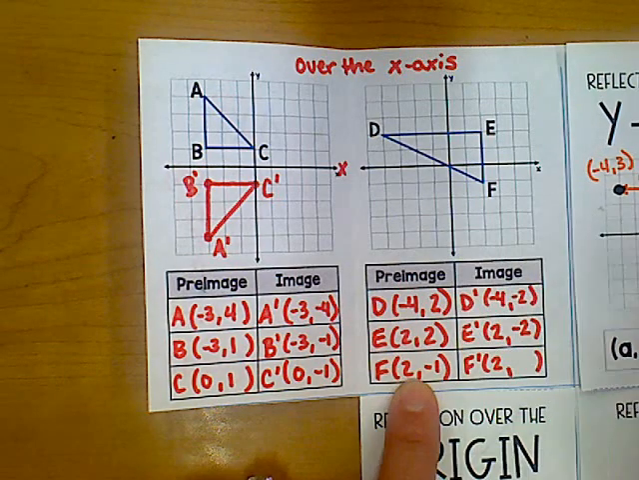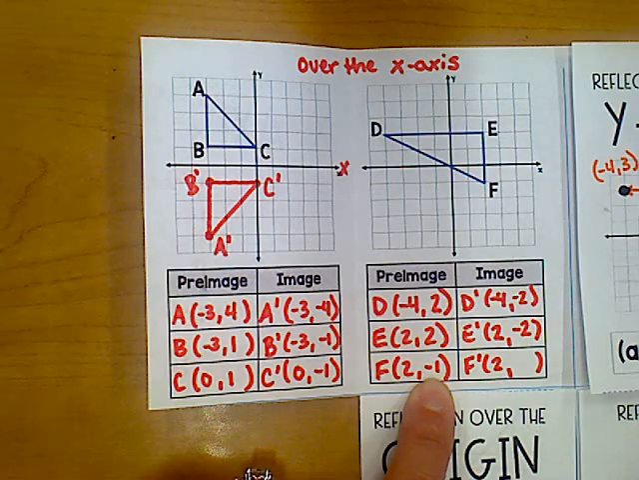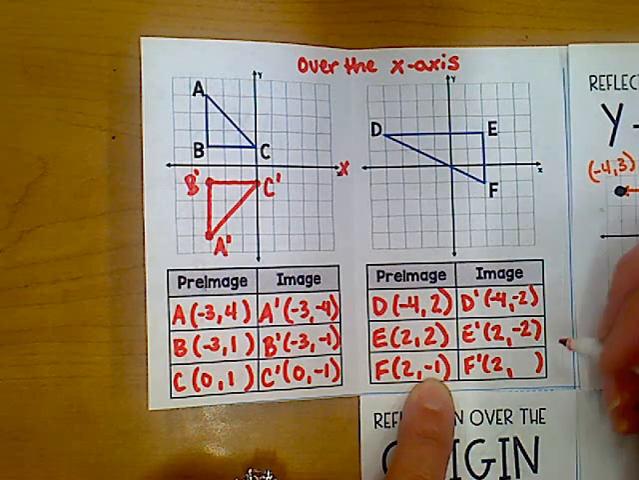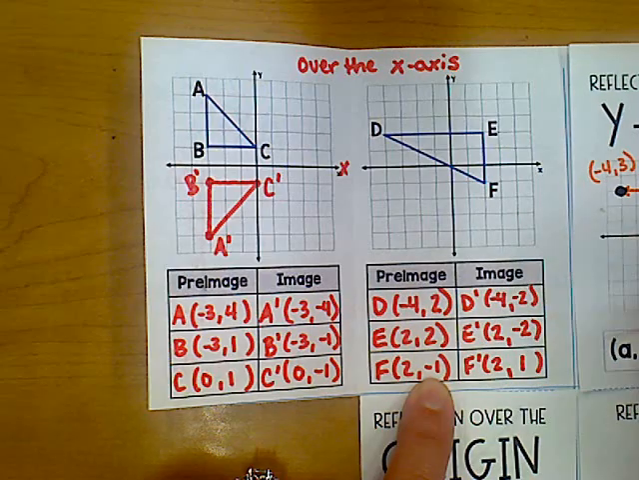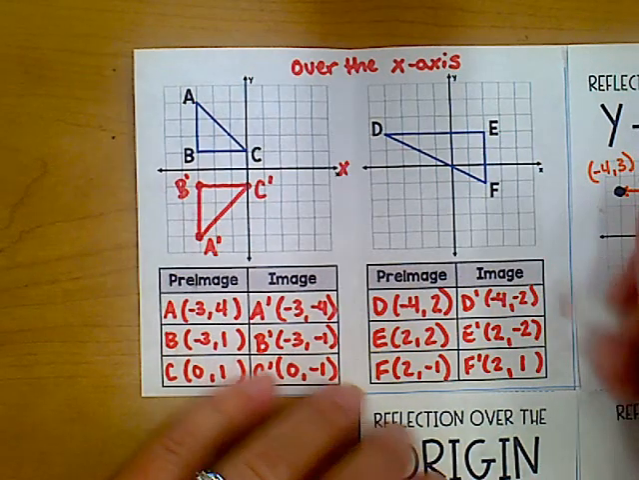Hopefully you said the x stays the same, so those are both going to be 2. And then since in our pre-image the coordinate was -1, the opposite of -1 is just +1. So f prime would be 2, 1. And then let's go ahead and graph this.